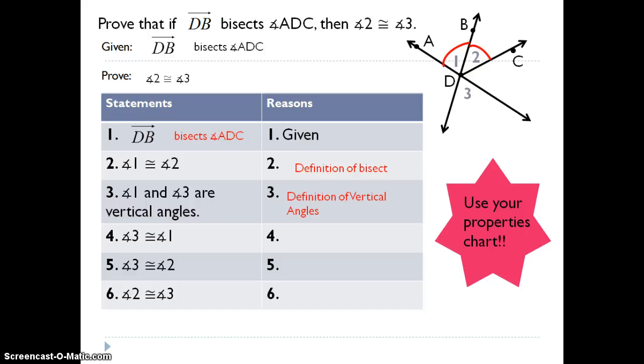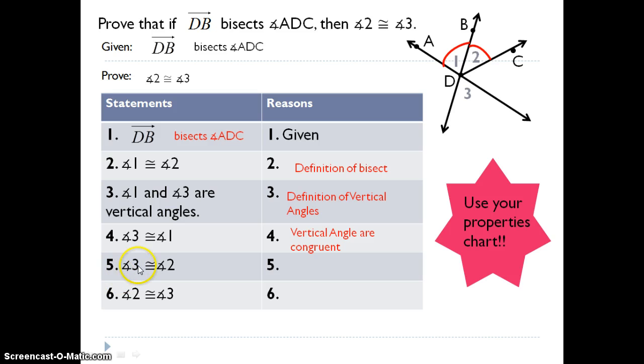Step 4, angle 3 is congruent to angle 1. How do I know that these two angles are congruent? I know they're congruent because they're vertical angles, and we talked about this theorem earlier, so you're just going to put vertical angles are congruent.